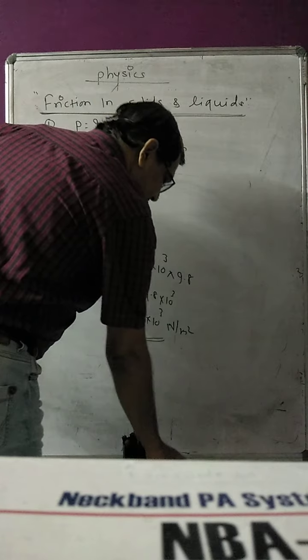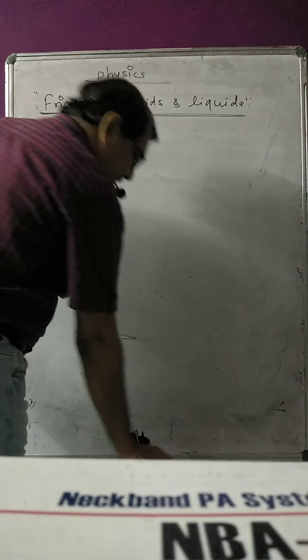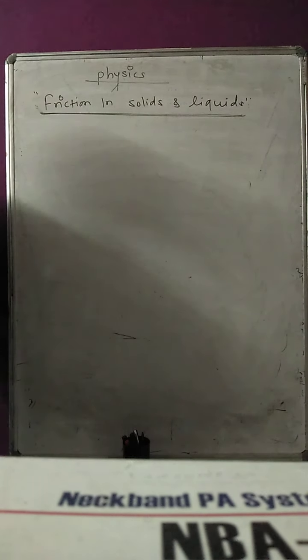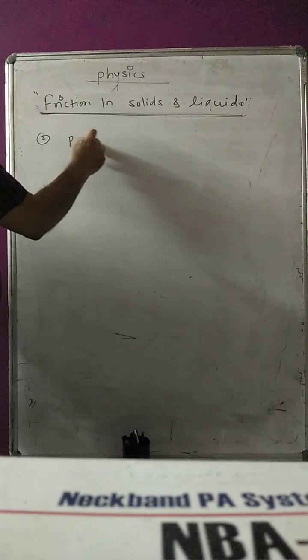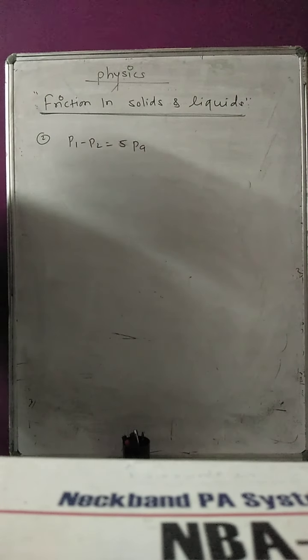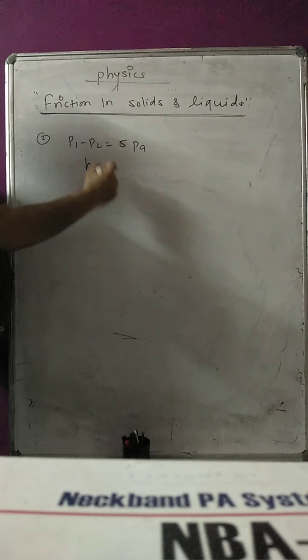Now next question we can take, by using Bernoulli's principle, how to solve this problem. Write down the next question. The horizontal pipeline of uniform cross section, pressure falls by 5 Pascal, means P1 minus P2 is equal to 5 Pascal, between the 2 points separated by 1 kilometer. And this is a horizontal pipe, so therefore height will be 0.